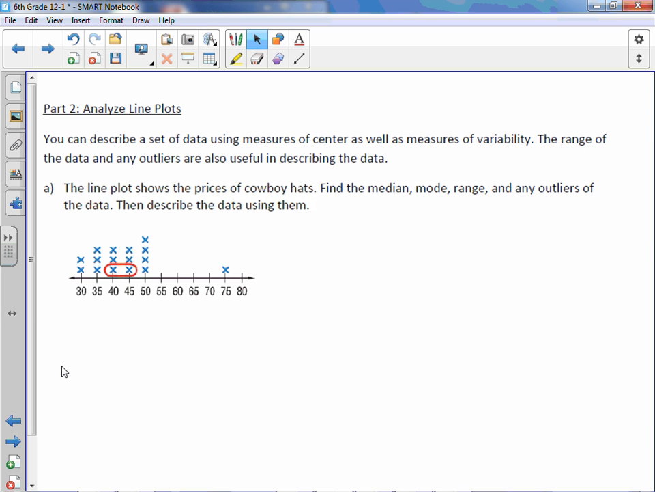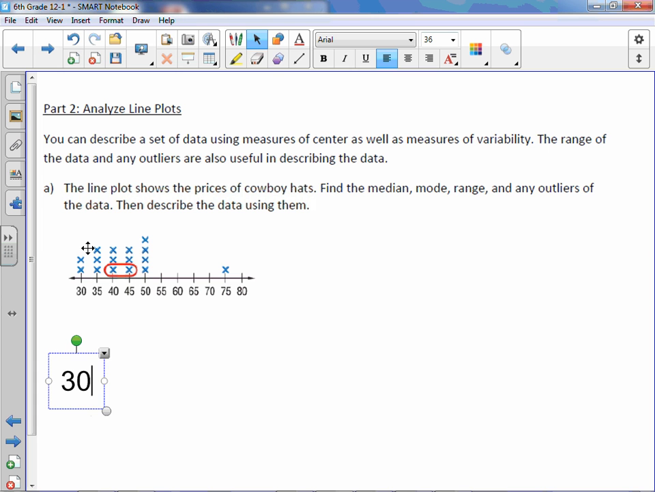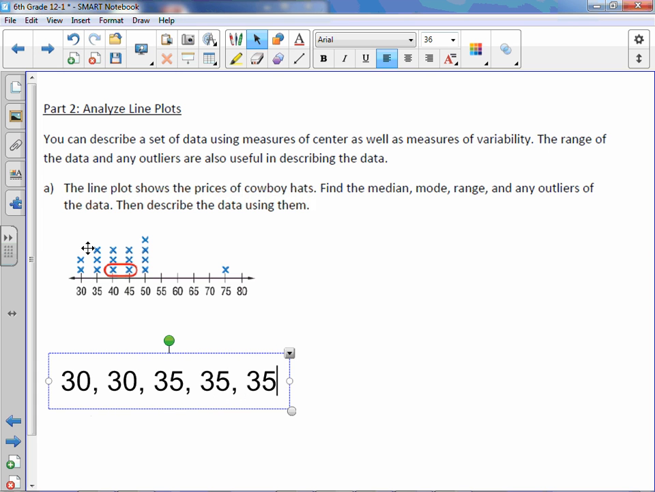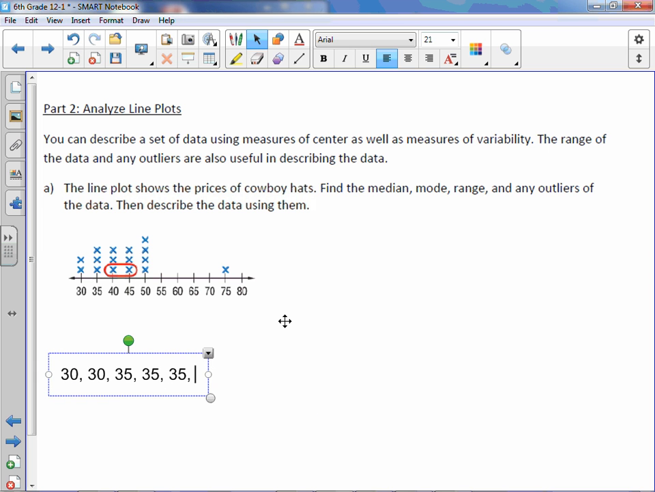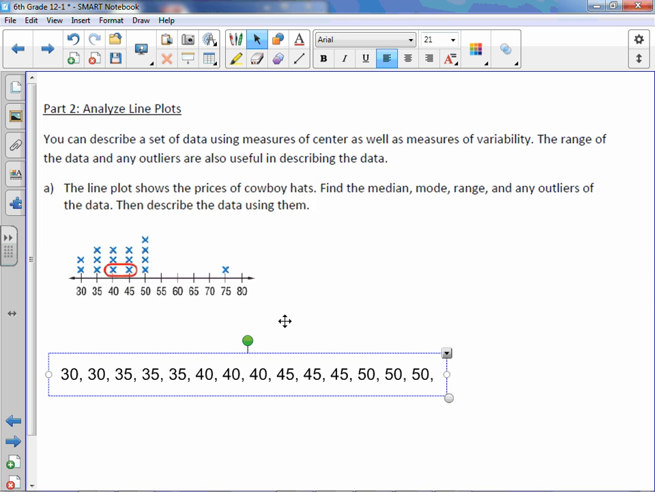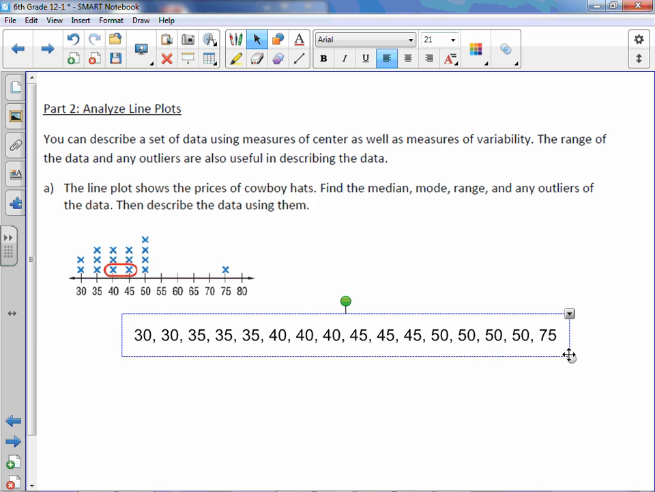The first thing we're going to do is to order our data from least to greatest. I have 2 x's on 30, so I have 30 twice. I have 35 3 times. Make this a little smaller. 40 3 times. 45 3 times. 50 4 times. Then 75. So here is our data.